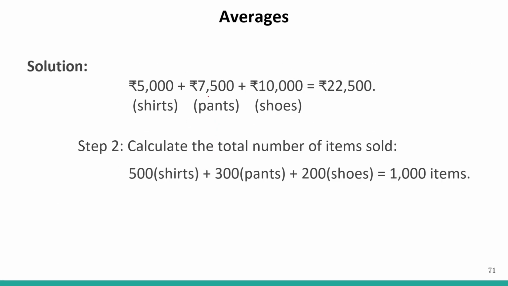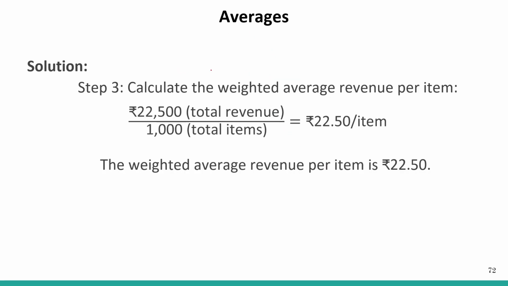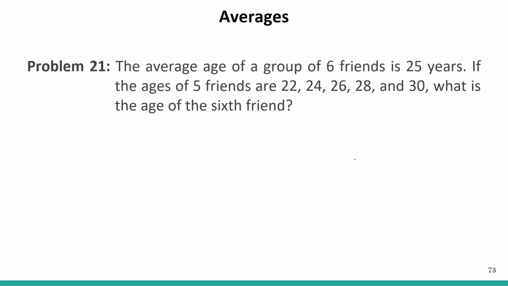Calculating the total revenue: 5,000 plus 7,500 plus 10,000 is equal to 22,500. Now calculate the total number of items sold, that is 500 plus 300 plus 200, which is equal to 1,000 items. So the weighted average revenue per item is equal to 22.50. Let's see problem number 21.